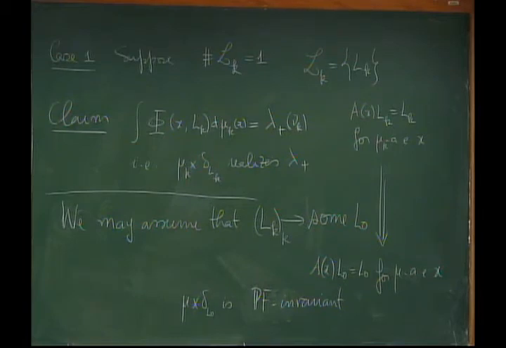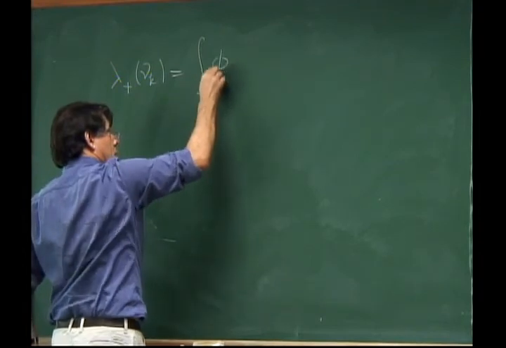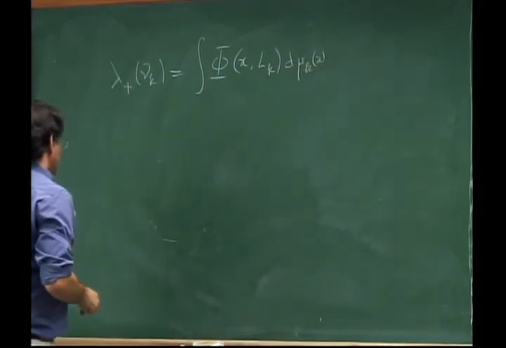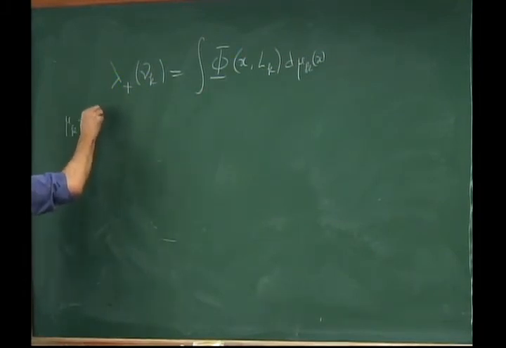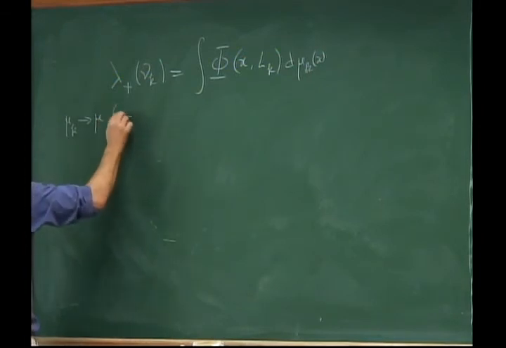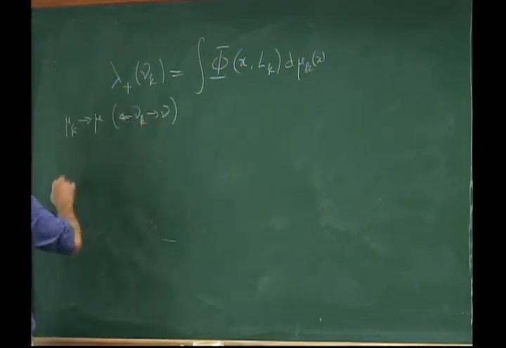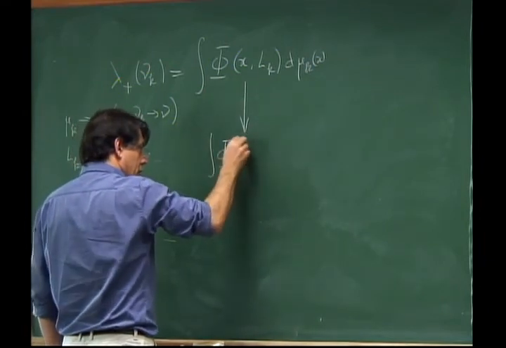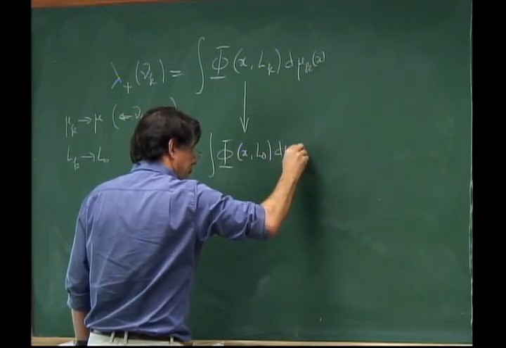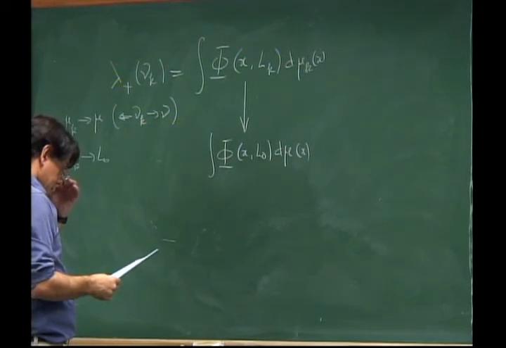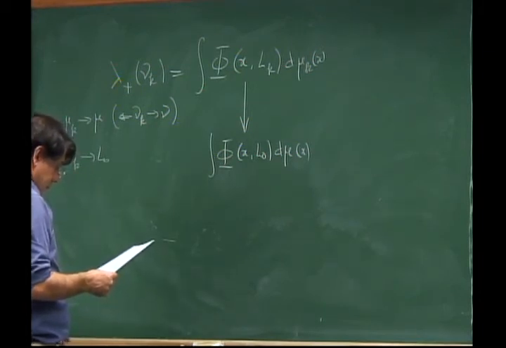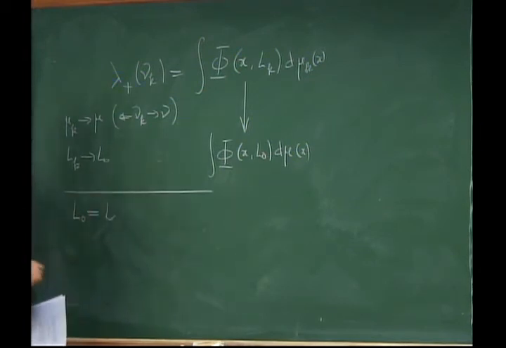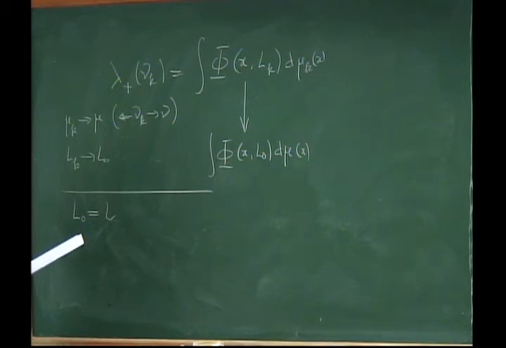So lambda plus of nu k is equal to the integral of phi x Lk d mu k of x. And then mu k converges to mu. This is something that has to be checked. It's an exercise. Because mu k converges to mu and Lk converges to L0, the conclusion is that this converges to the integral of phi x L0 d mu of x. And now, there are two possibilities. L0 could be our L, or it could be different.